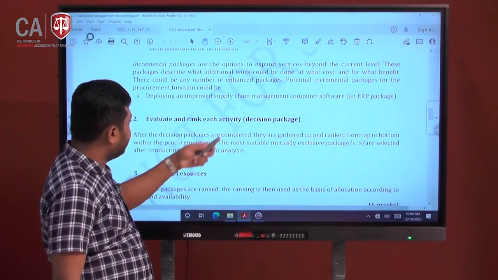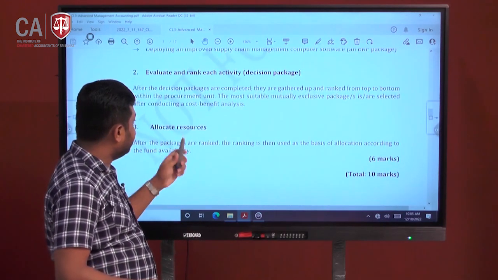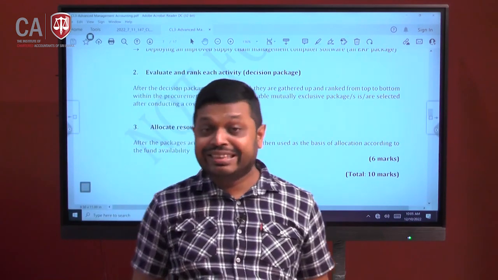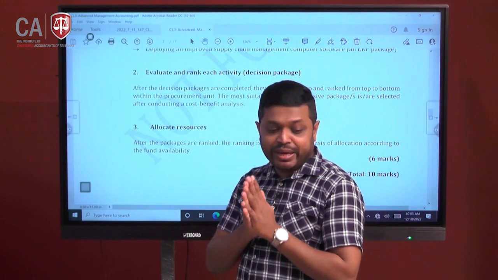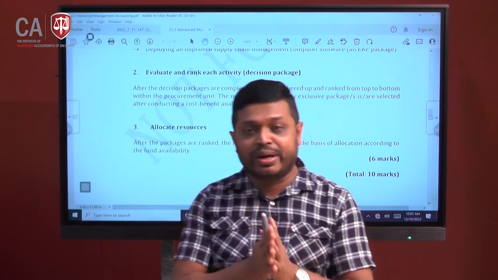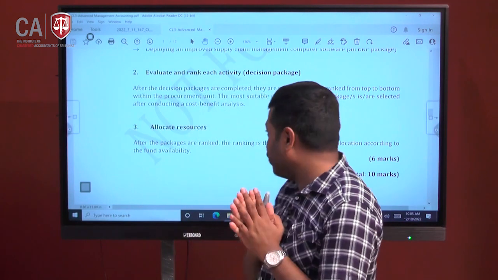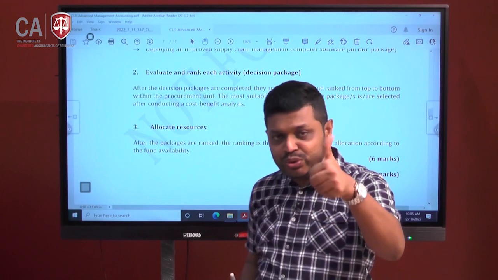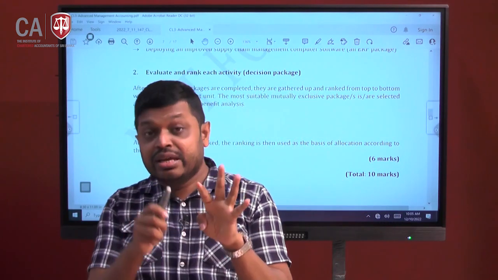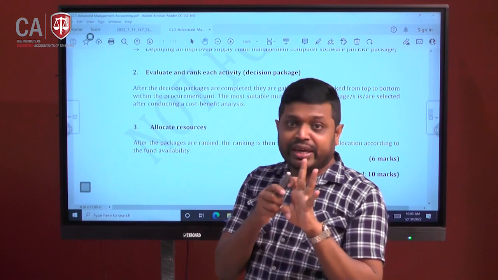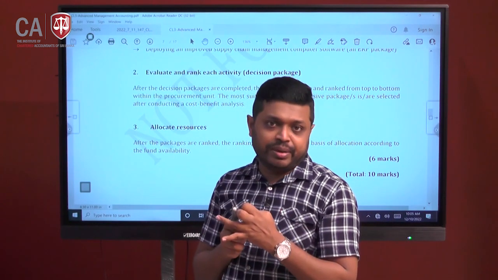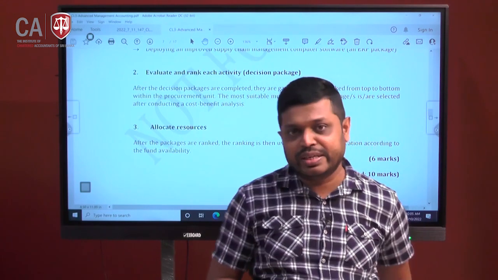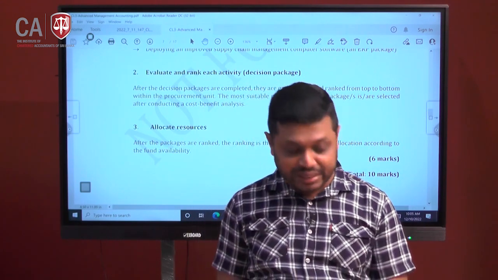That is, evaluate and rank the decision packages, and finally you have to allocate the resources based on the ranking. Clear? That is how zero based budgeting will operate. There are 3 steps. First, you have to identify the decision packages. Second, evaluate the decision packages and rank them. Final step, you have to allocate the resources based on ranking. Those are the 3 steps in zero based budgeting.